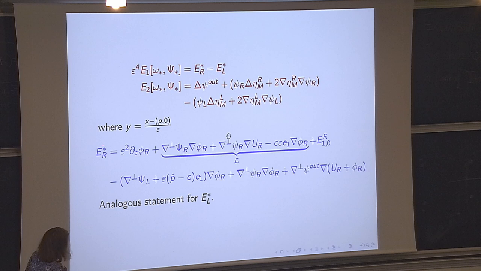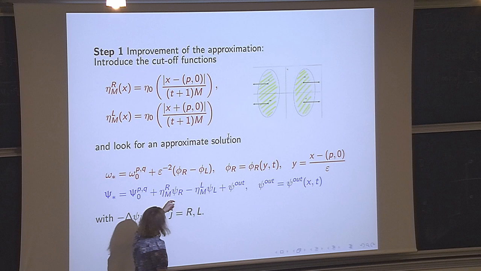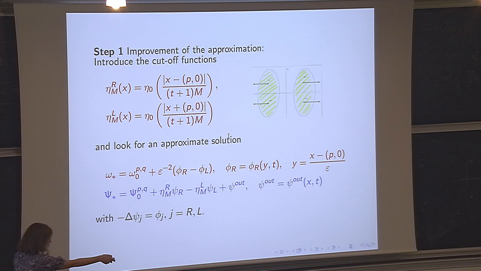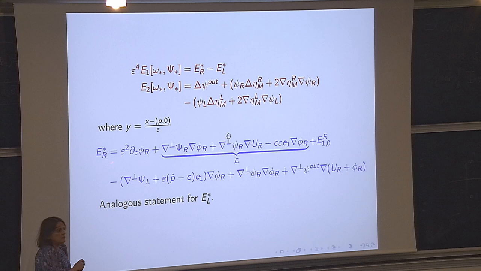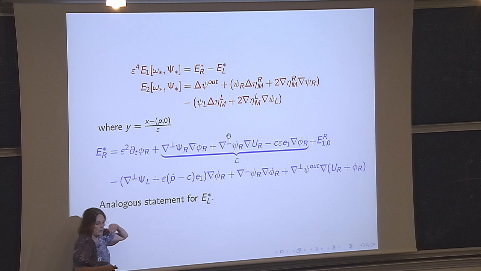Let me focus on the transport part. So we have this new phi r, phi l, psi r, psi l, psi out. We put them here, and we get this thing. We just compute. After multiplying by epsilon to power 4, why this epsilon square? Because phi comes with an epsilon to power minus 2 in front. You multiply by epsilon to power 4, you are left with epsilon square.